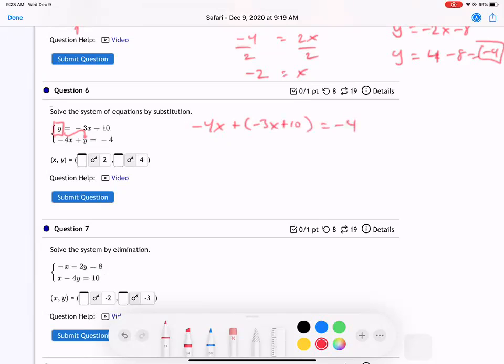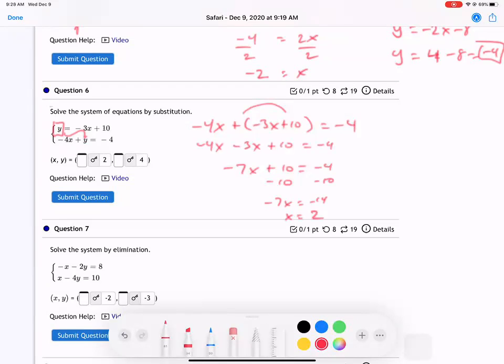And guess what? Instead of having two variables, we only have one variable now. Negative 4x. Since it's a plus, a positive times a negative is a negative 3x. Positive times positive is a positive 10. And we can combine like terms. Then we get rid of the 10 first, farthest away from x. That's the way I think of it. That becomes 14. Negative 7x equals negative 14. And then we can divide both sides by negative 7. It's a positive 2.